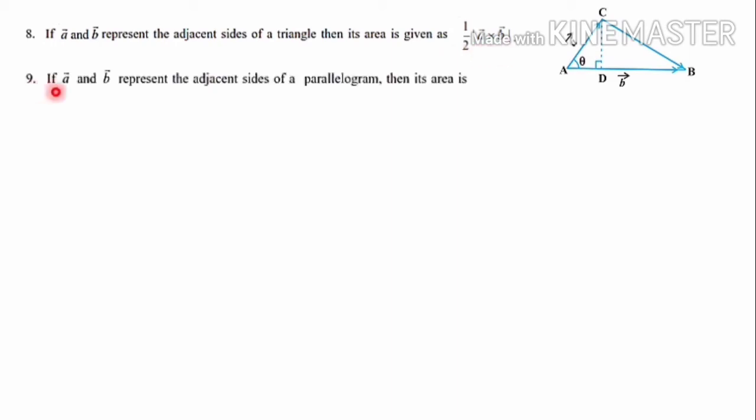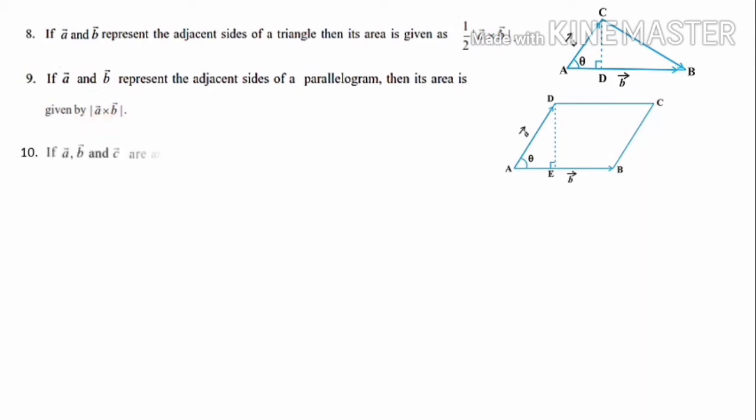Next, point number 9. If vector A and vector B represent the adjacent sides of a parallelogram, then its area is given by modulus of A cross B. Here also vector A and vector B represent the adjacent sides of a parallelogram. ABCD is a parallelogram and AB and AD are the adjacent sides denoted by vector B and vector A respectively, and angle between them is theta. So the area of parallelogram is given by the formula modulus of A cross B.